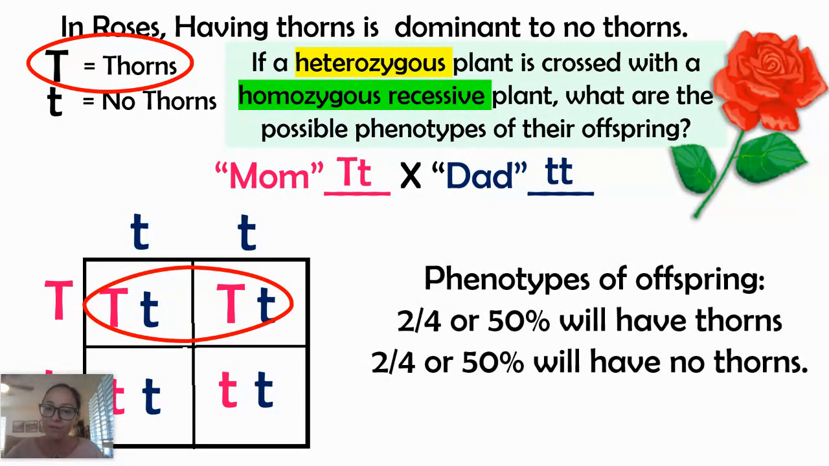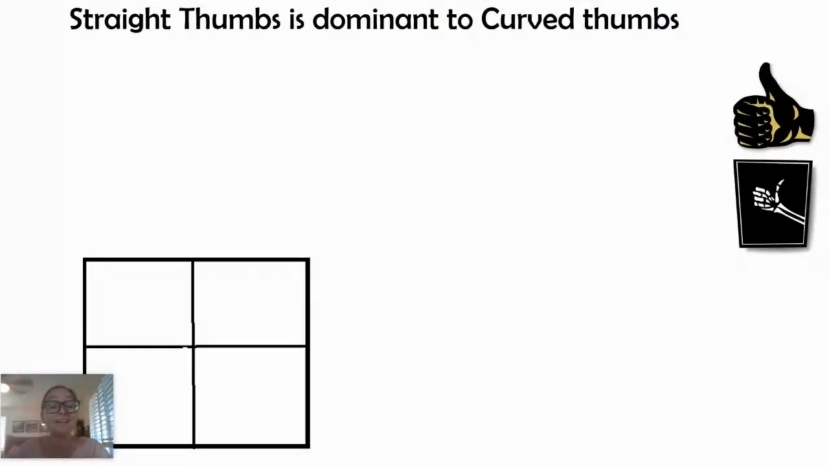So here, about 50% of their offspring will have thorns, and about 50% will have no thorns. So those are the phenotypes that are possible from these two parents. Now, let's go ahead, though, and look at another example in humans.